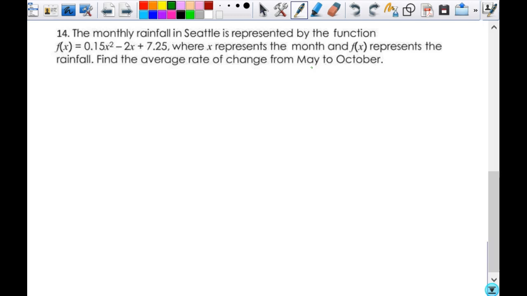All right, so the monthly rainfall is depicted by this equation, which if you Google it, it's actually not that equation because I adjusted it so the numbers will be better. But either way, it's kind of close. So where x represents the month and f of x represents the rainfall, that means I can plug in any number and get the rainfall for that month.